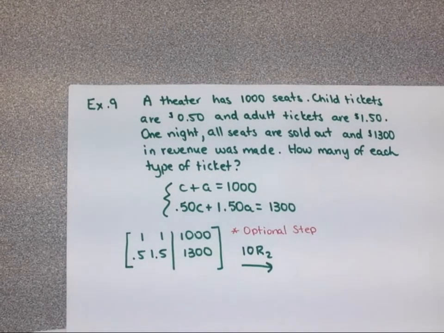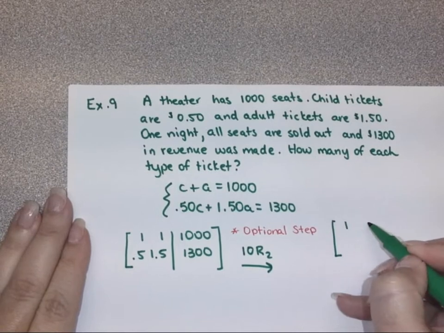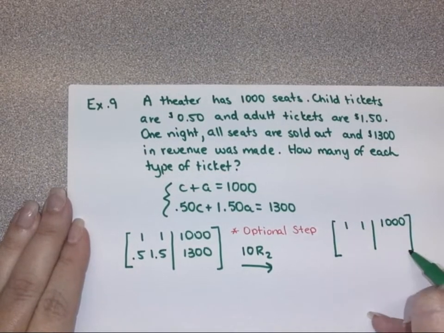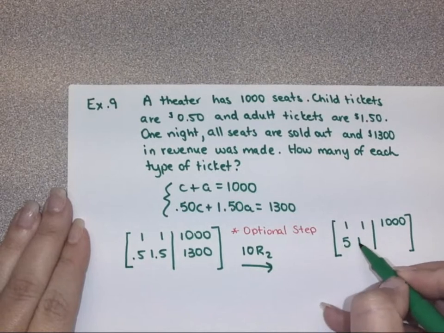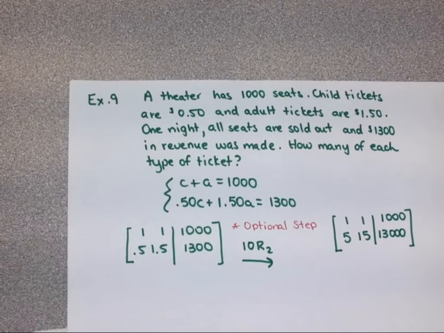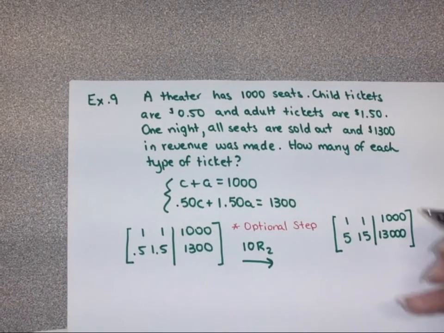Remember, that's one of my 3 row operations, right? So notice I'm not going to change row 1, but I'm multiplying the second row by 10 just so that I can deal with whole numbers. So this will be 5, 15, and then 13,000. Just make sure everything gets multiplied by 10. And then we'll just proceed as we normally would. The reason I say this is optional is you can deal with the decimals as they are, and if you're comfortable with that, then just keep going. You don't have to do this optional step.